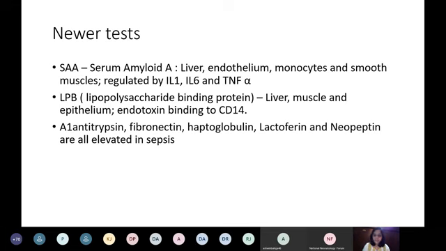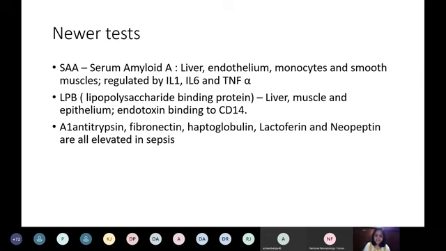The lipopolysaccharide binding protein or LBP, this has come into vogue now, and this is very, very sensitive to gram-negative sepsis. When we are strongly suspecting gram-negative sepsis, we can look at this if we don't have any other evidence, because the endotoxin which is produced by the gram-negative bacteria, to bind to the CD14, it needs this receptor, that is lipopolysaccharide binding protein receptor, which is produced from the liver, muscle and epithelium. So if you find lots of this, that means we know that gram-negative bacteria is there in the body and it has produced the endotoxin and there is sepsis.